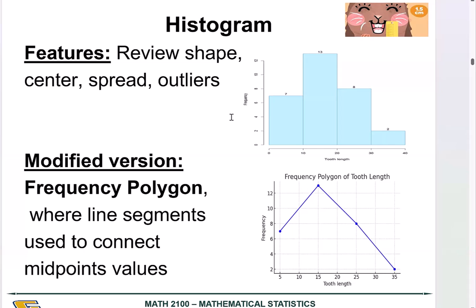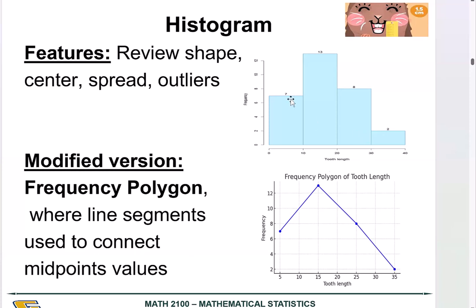Another modified version we can do is to use a frequency polygon. Instead of looking at the whole chunk of block here, you just take one point. The midpoint is about 5 here. Given this histogram, you have 7, so you take the height here, which is this point, and then to this one, about 15, and then 25 and then 35. And then you connect them together. So this is another modified version.